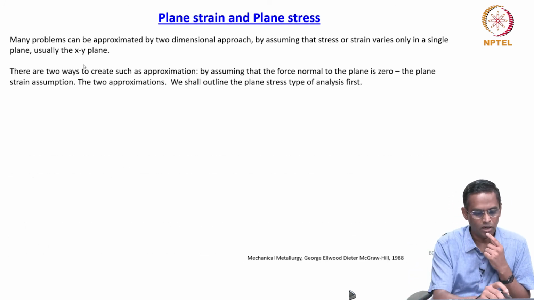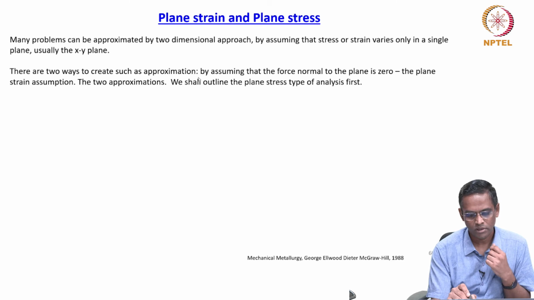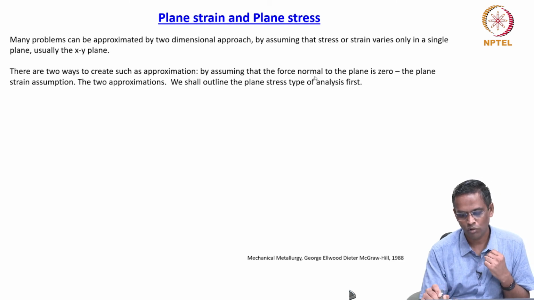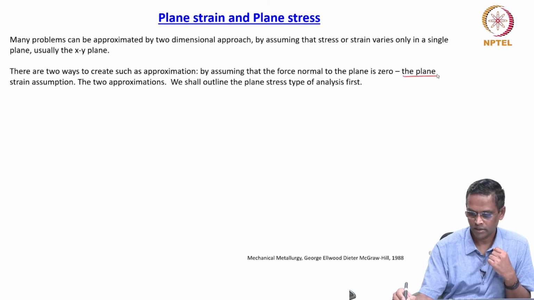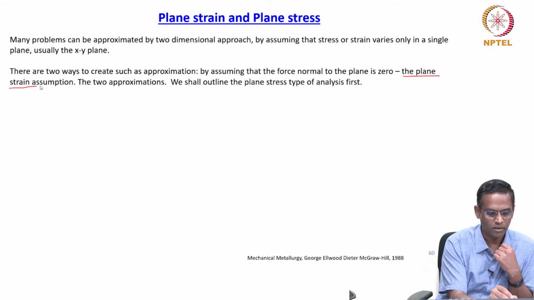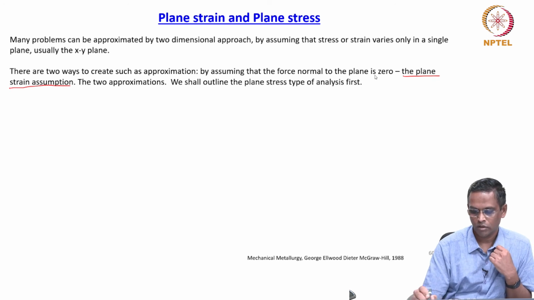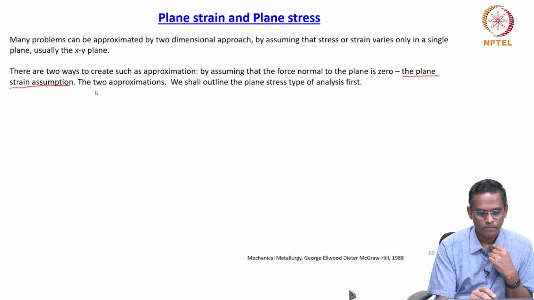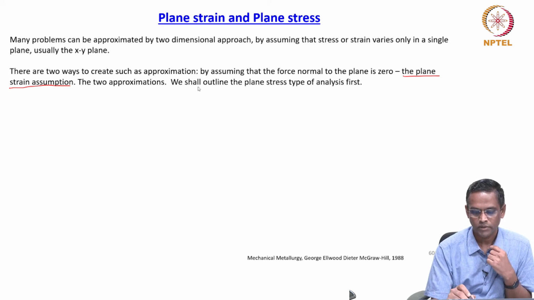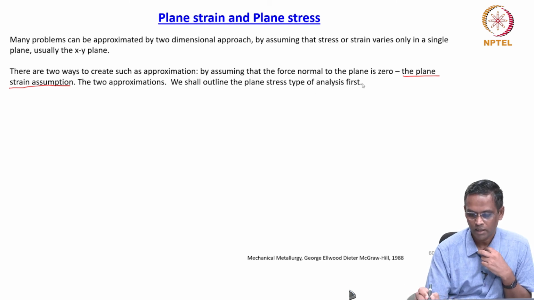Okay. There are 2 ways to create such approximations. By assuming that the force normal to the plane is 0, this is called the plane strain assumption. If you assume that the force normal to the plane is 0, this is the plane strain assumption. The 2 approximations, we shall outline the plane stress type of analysis first. Okay.